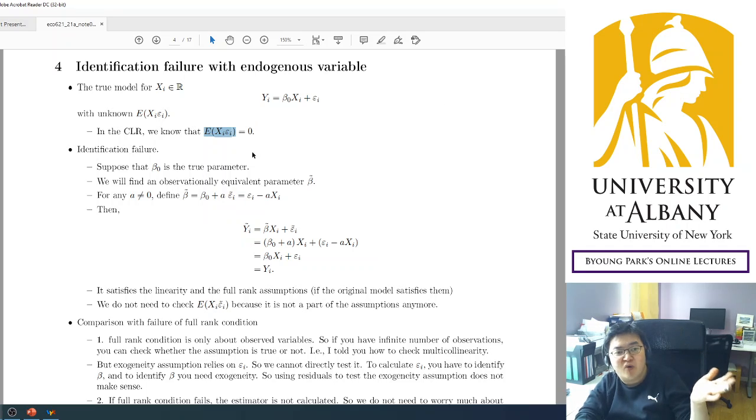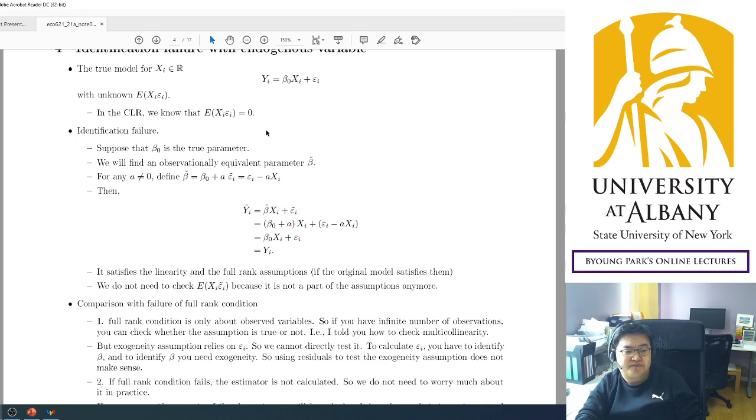So there is no way to calculate the correlation between x and epsilon without assuming this. Once you assume this, then you don't need to test it. So already you made the assumption. So there is no direct way to detect the endogeneity problem. The main idea is this assumption is about something unknown, so you cannot detect it from the data.